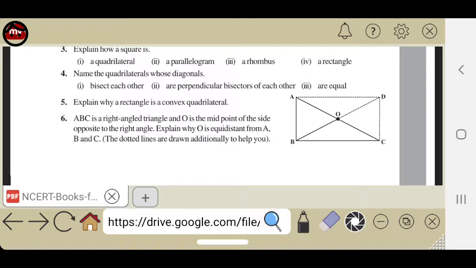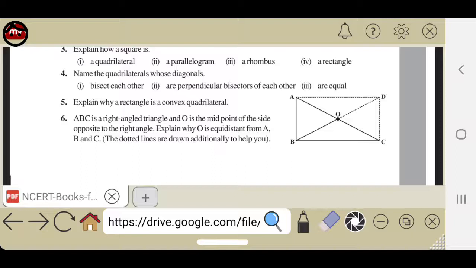ABC is a right angle triangle and O is the midpoint of the side opposite to the right angle. Explain why O is equidistant from A, B and C. Here the right angle is B, then AC is the side opposite to the right angle B, and O is the midpoint.